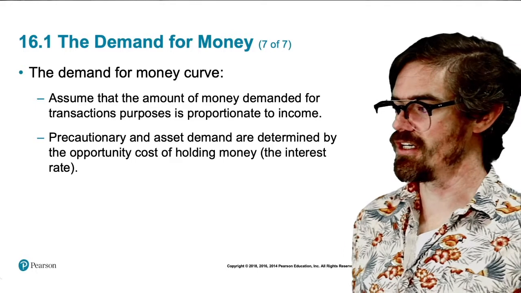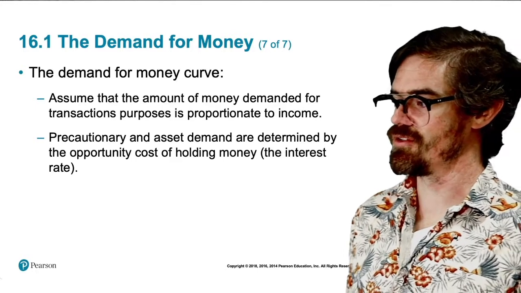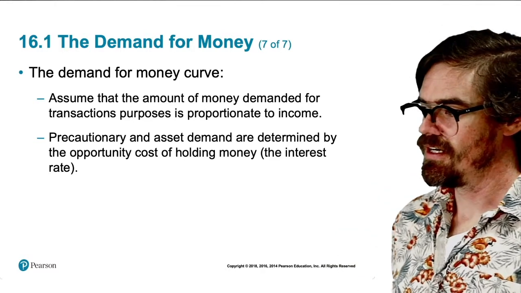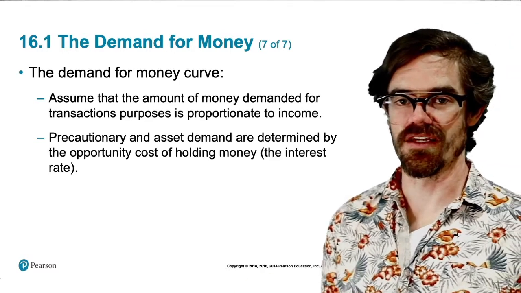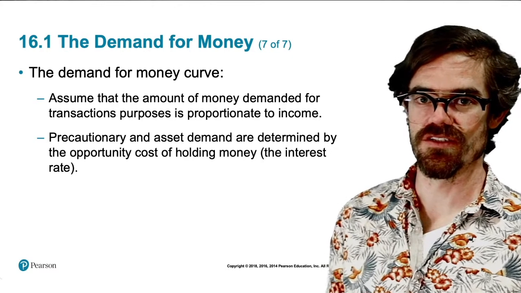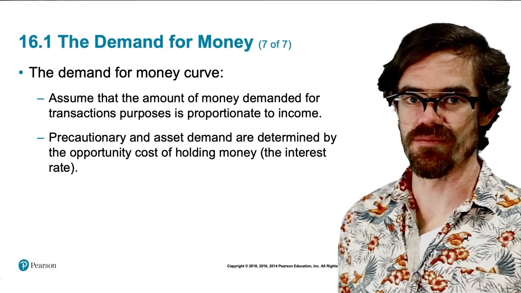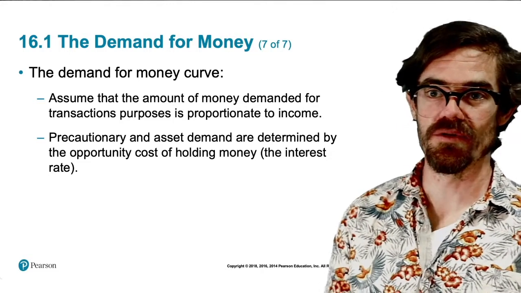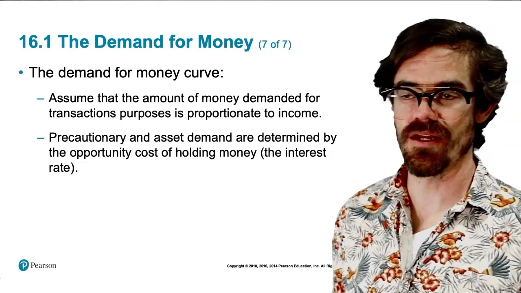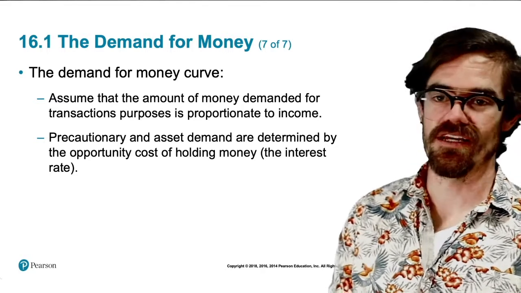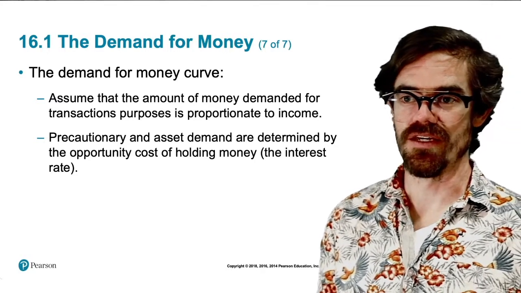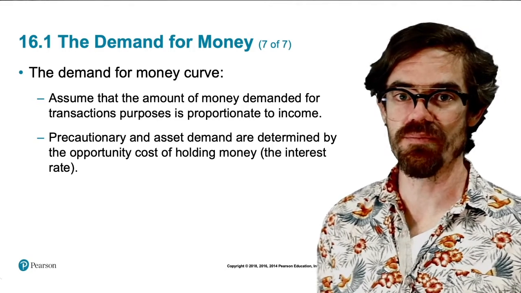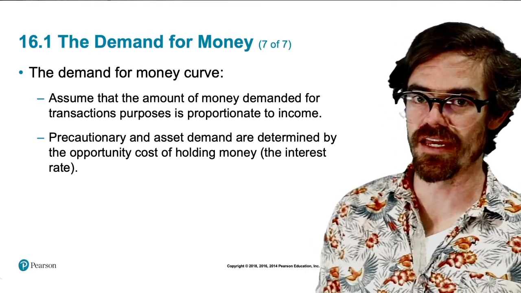Precautionary and asset demand could be determined by the opportunity cost of holding money, which turns out to be the interest rate for the most part. So these are the underlying things going on in the demand curve related to these different aspects of money demand. Transactions demand is related to how much income people are making, and precautionary and asset demand are related to what has to be given up in order to hold those things in a bank account, for example.